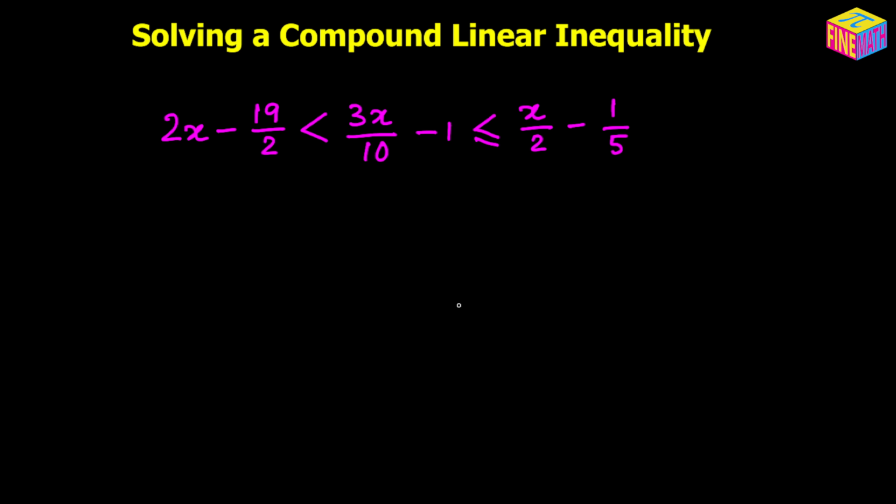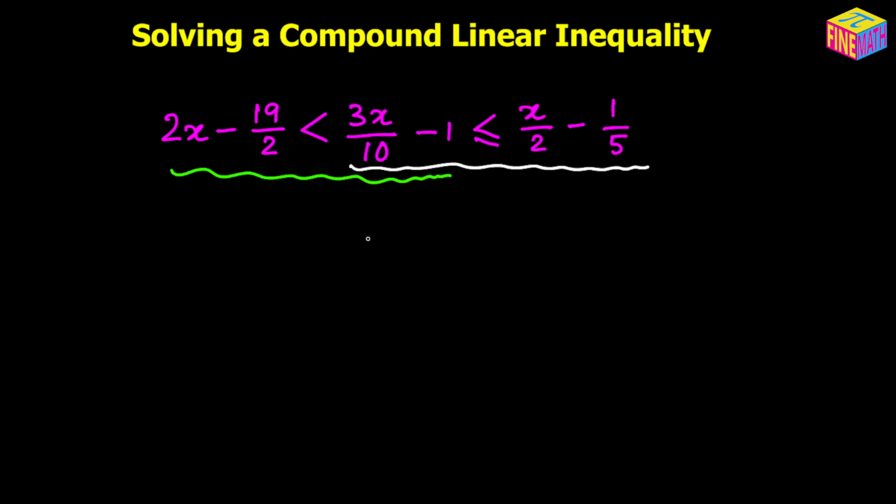Hi everyone, in this video we are going to solve a compound linear inequality, where we have two linear inequalities combined together. So what are those? In this example we have one linear inequality right here, let me underline that, and then another linear inequality right here. So the green underline is one linear inequality, and the white underline is the other linear inequality.